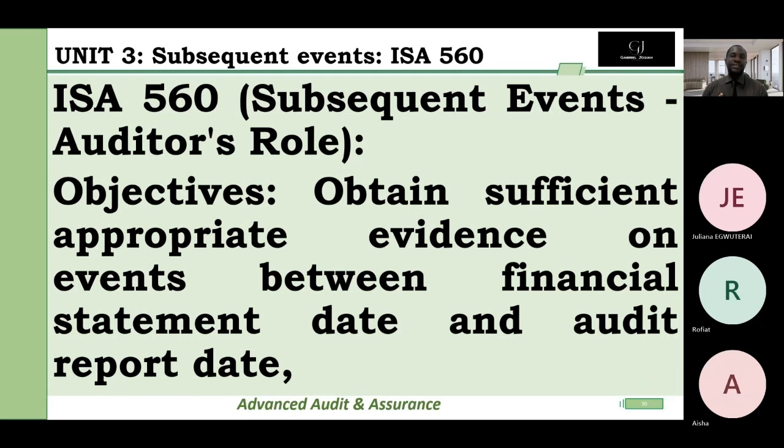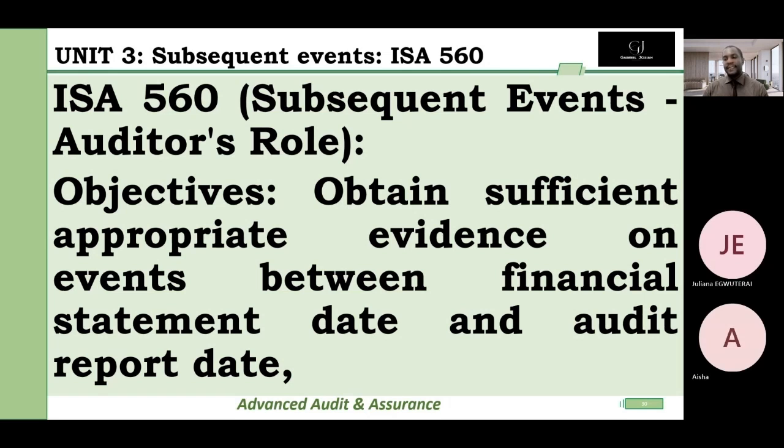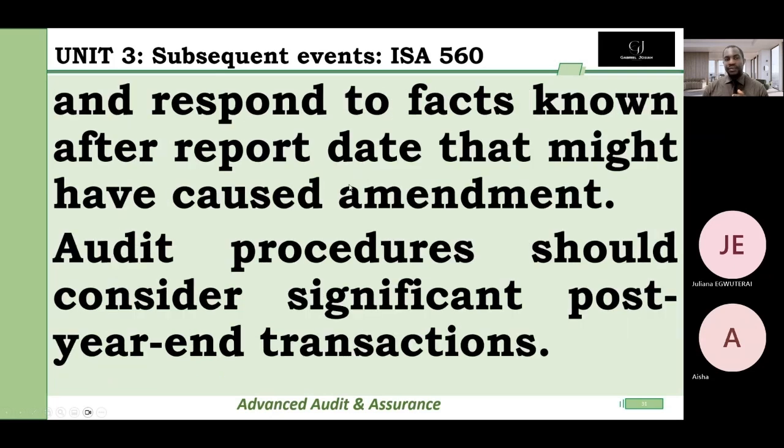The objective is the auditor's role in ensuring sufficient appropriate evidence is obtained on these events between the financial statement date and the audit report date. So please take note of that. The objective of the auditor and his role is to ensure he obtains sufficient appropriate evidence on events between the financial statement date and the audit report date. This is very, very important.